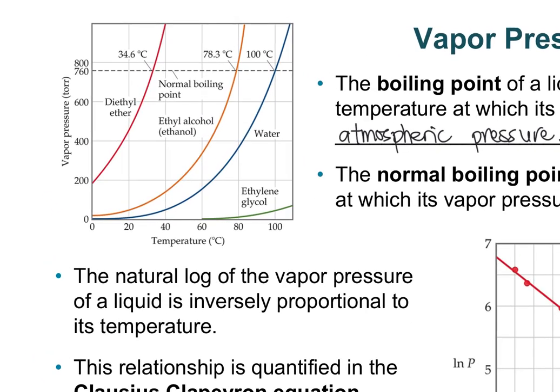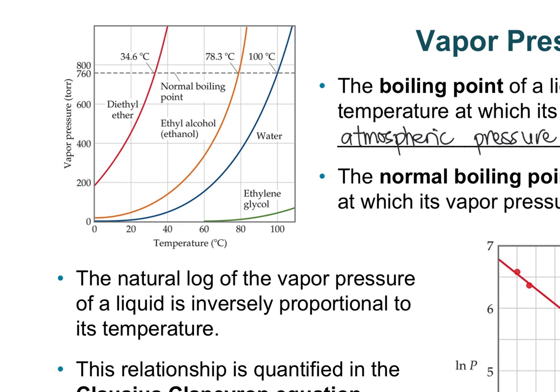Here we can see this diagram. What we see here is our vapor pressure versus temperature, and we can see that something like diethyl ether has a low boiling point, right? It's about 34.6. And so we can see at a really low temperature, it has a pretty high vapor pressure.